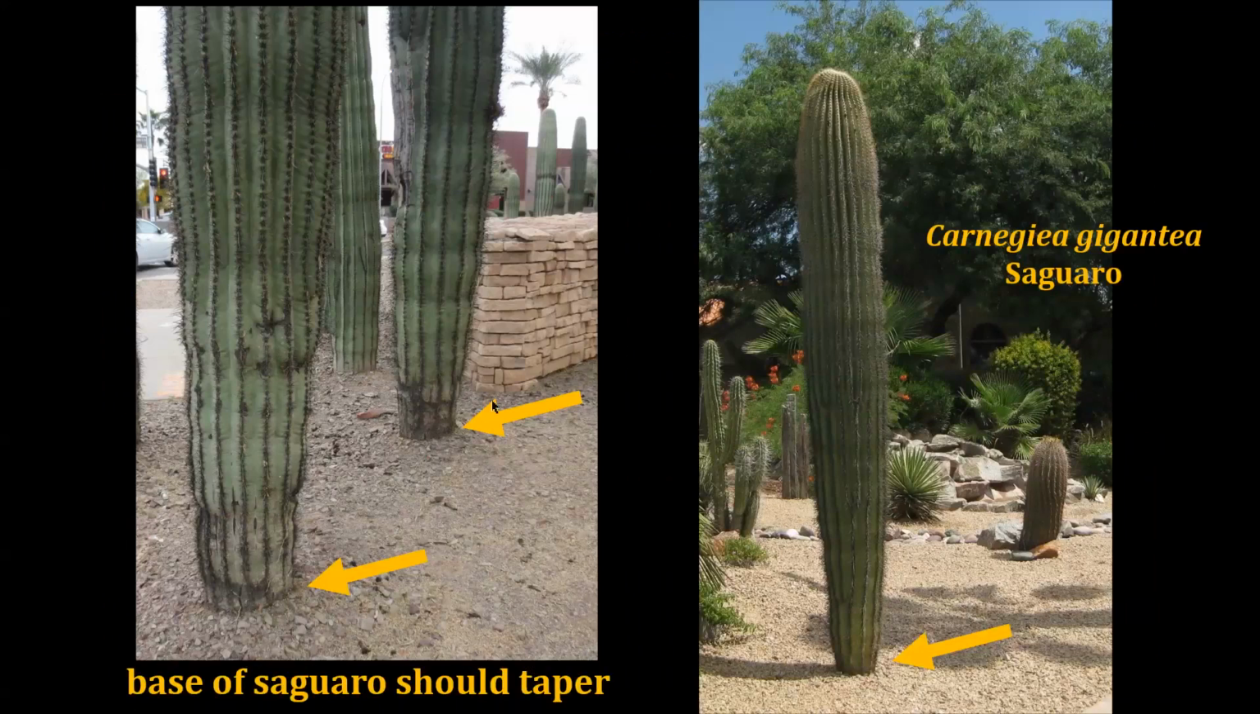With our saguaros, we should see a tapering. It just seems counterintuitive to me. This big, huge thing is going to have a skinnier base than the rest of the plant, but that's how they grow. So if you are to have a saguaro planted on your property, make sure that you see that taper. If it's straight to the ground, that tells you they planted it too deep. All right, so with our saguaros, we want to see the taper.